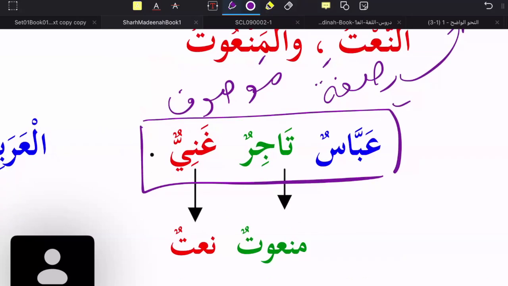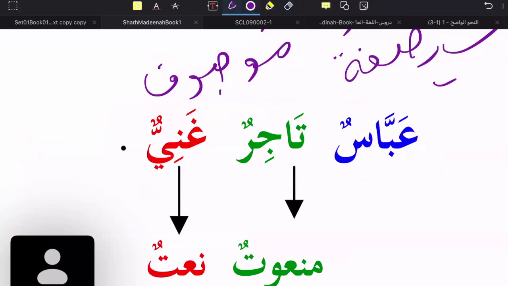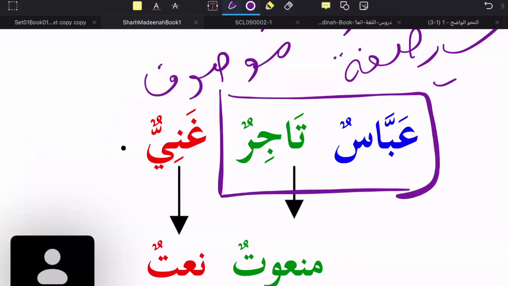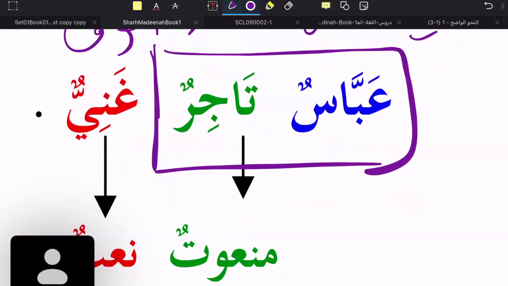We have Abbasun. Abbas is the name of a person. Abbasun tajirun. Remember, from what we know so far, this sentence is fairly simple. We have seen this kind of sentence. We have worked with them. Abbasun tajirun, it means Abbas is what? A merchant or a businessman. Your simple sentence, the most basic sentence you can have.